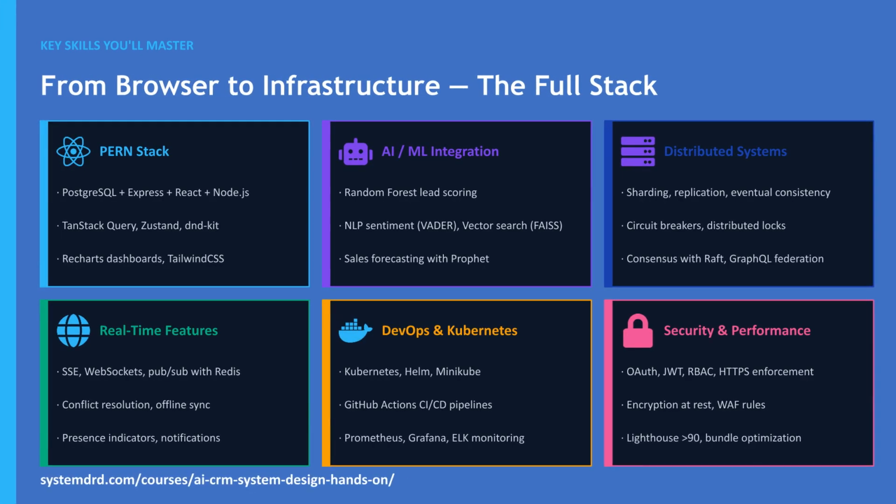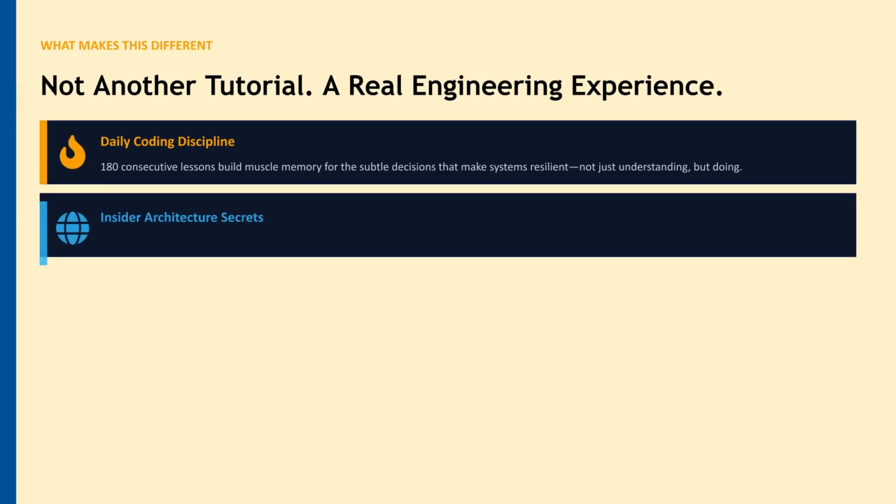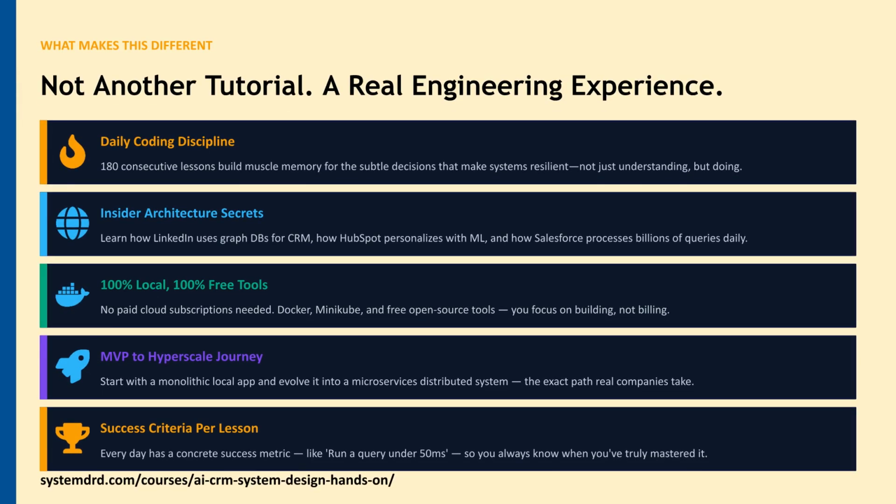Key skills include the PERN stack, AI/ML integration like random forest and vector search, and building distributed systems with sharding. You'll also implement real-time features, DevOps practices, and critical security measures. This is a real engineering experience, not just another tutorial.